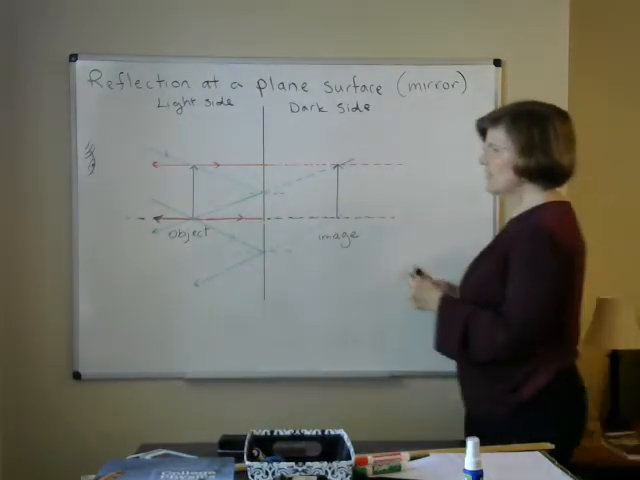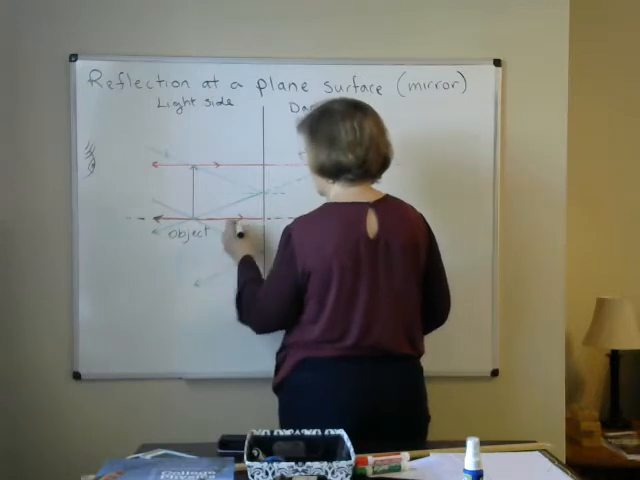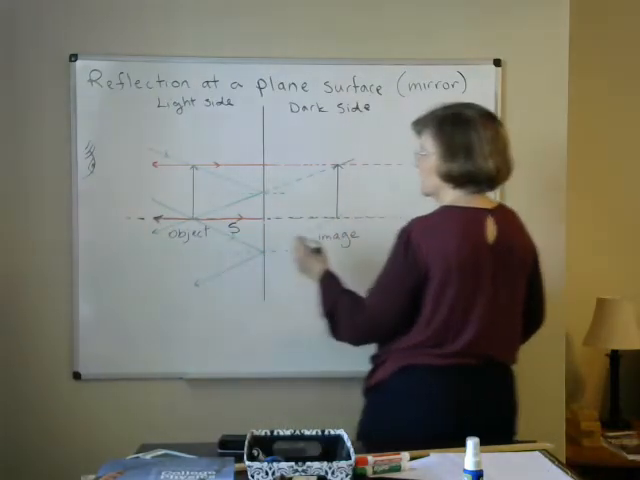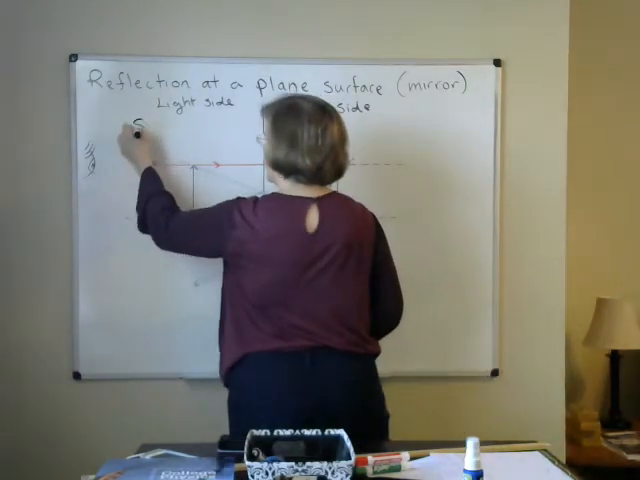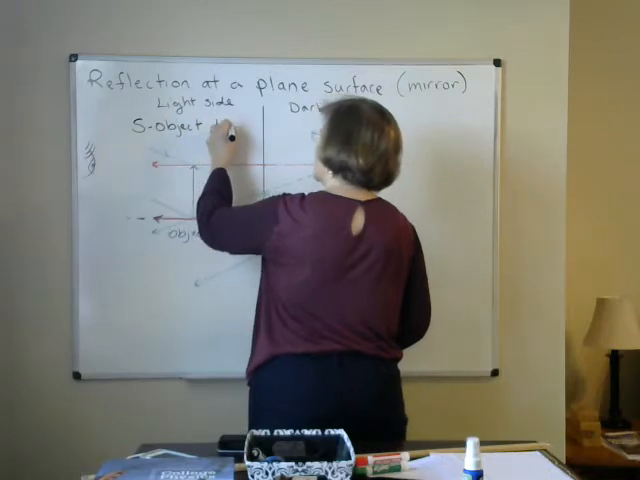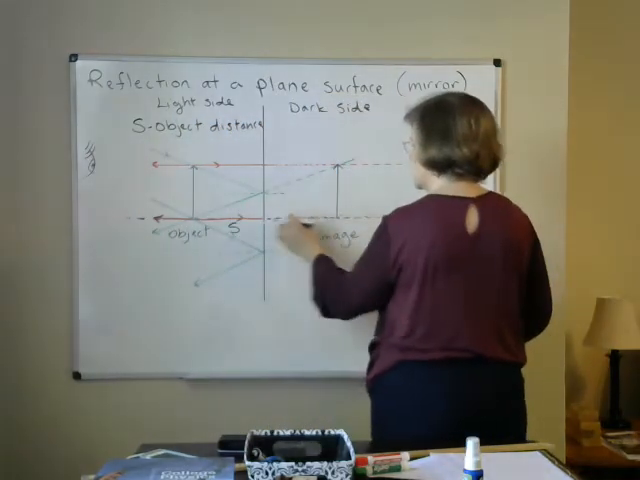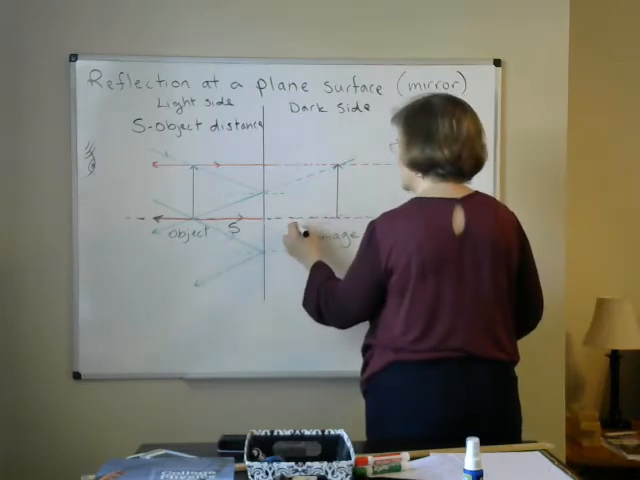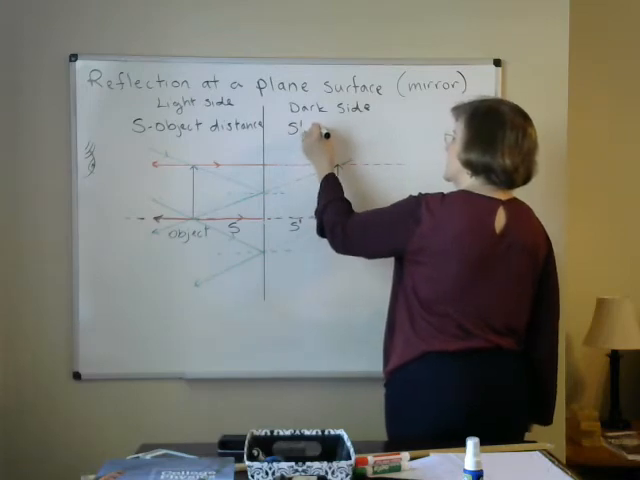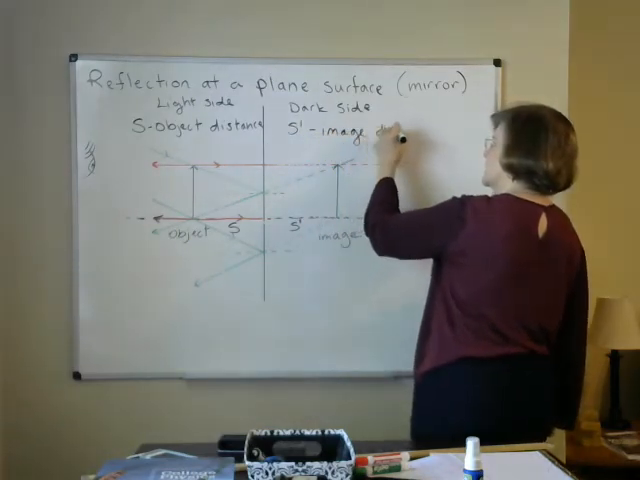This distance from the mirror to the object is called S, right here. S is the object distance. And this distance from here to here is S prime. S prime is the image distance.